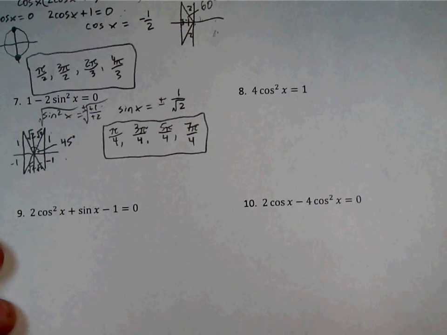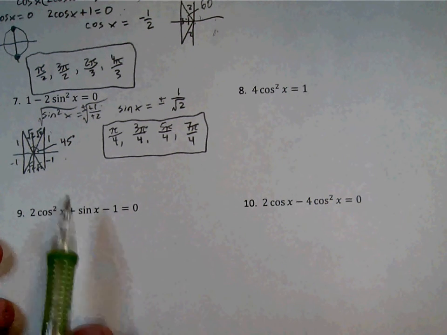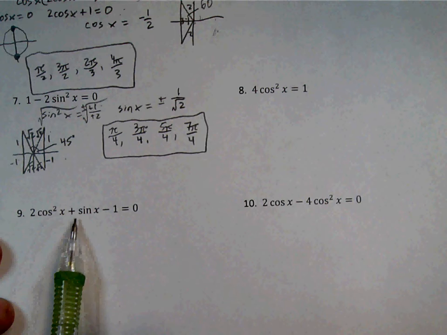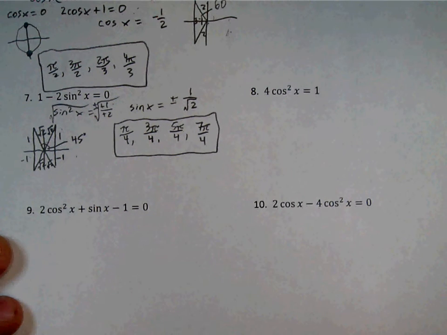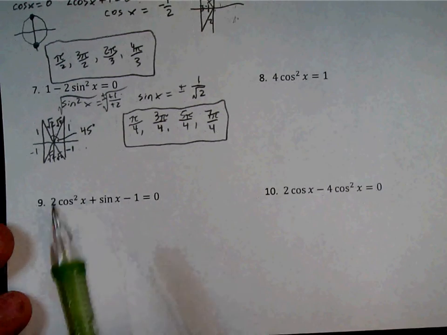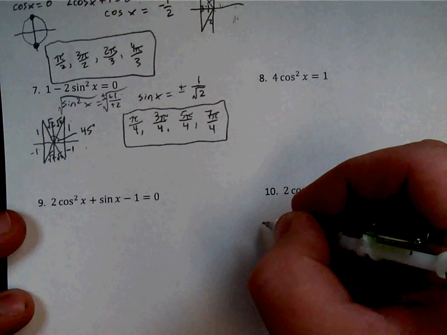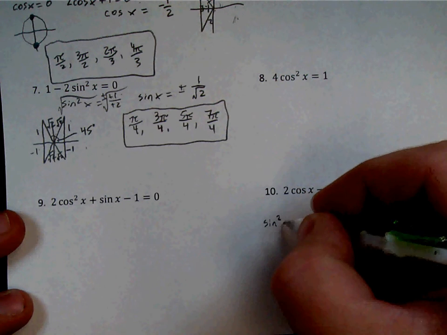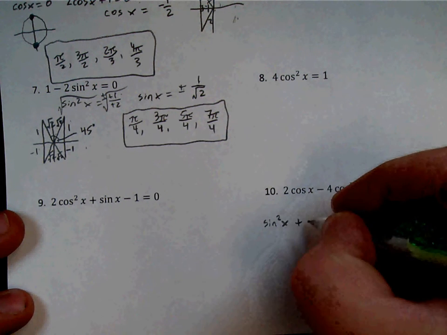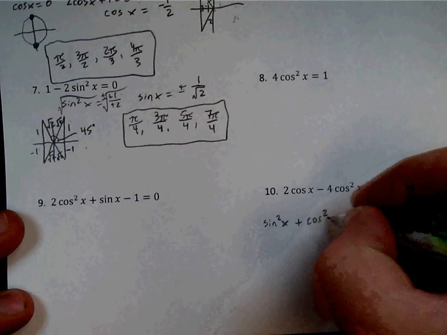And then lastly, number 9. I see I've got a cosine and a sine, which isn't really a problem. I don't want different ratios, so I'm going to use my trig. I have a cosine squared. I'm going to think about the trig ratio. I'm going to write it off to the side over here. You don't need to write this part down probably, but I want you to understand why I'm going to do what I'm going to do.